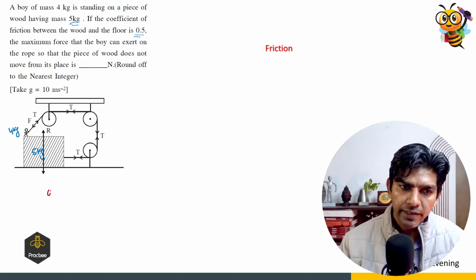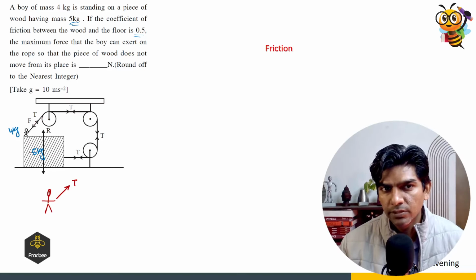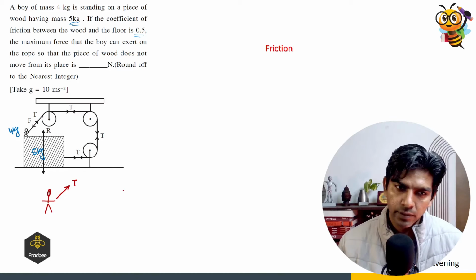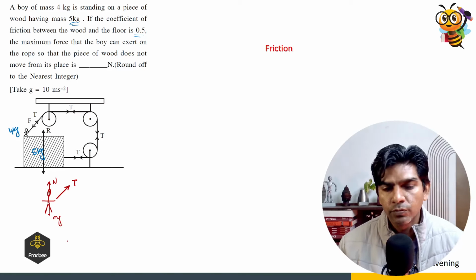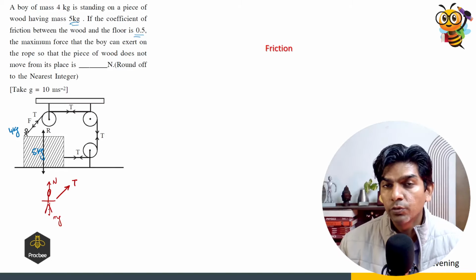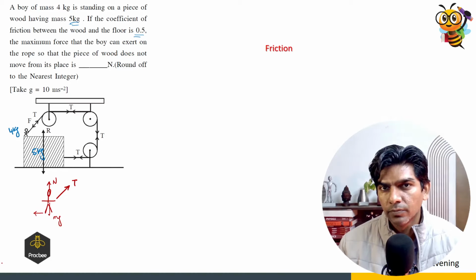Now if I draw the free body diagram of the boy, it is experiencing a tension in this particular direction, and we have to find the value of the pulling force such that this block is on the verge of sliding. Now for this particular person, there will be a normal reaction, there will be a weight. Apart from this, this person is also in equilibrium, so there has to be some frictional force. So this boy must be having some relative tendency to slide over the wooden piece. So for that, there has to be a frictional force in the left direction, right?